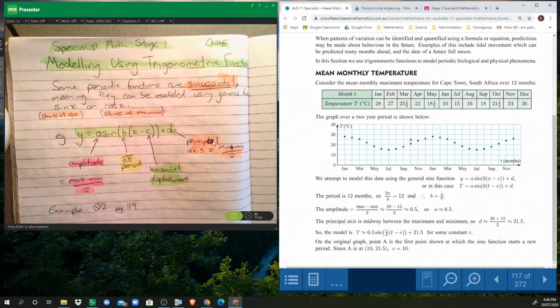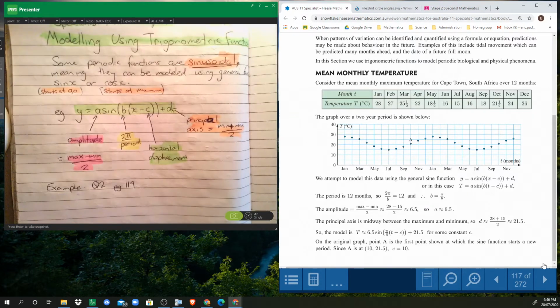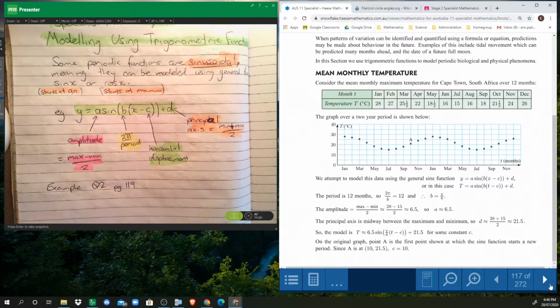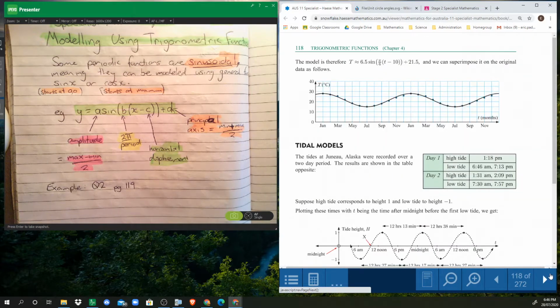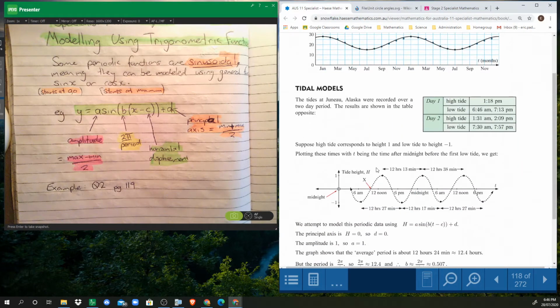D is the principal axis, so that's actually the middle point. It's also how far the graph is going to be displaced vertically, but the principal axis can be read as the average of the maximum and the minimum. There are a few examples you can read for yourself in the book, and they go through how to go about doing this. They've got plenty of examples of how this works.